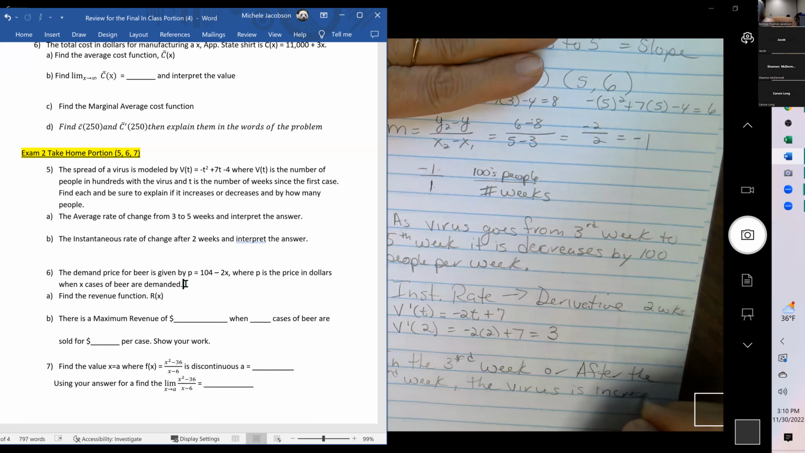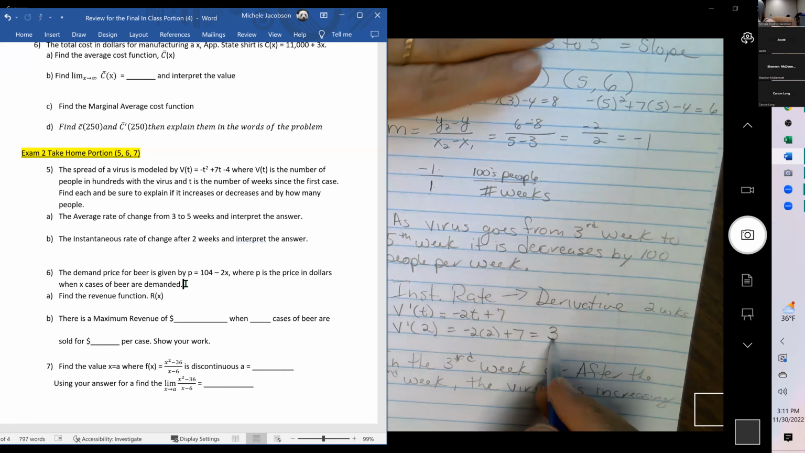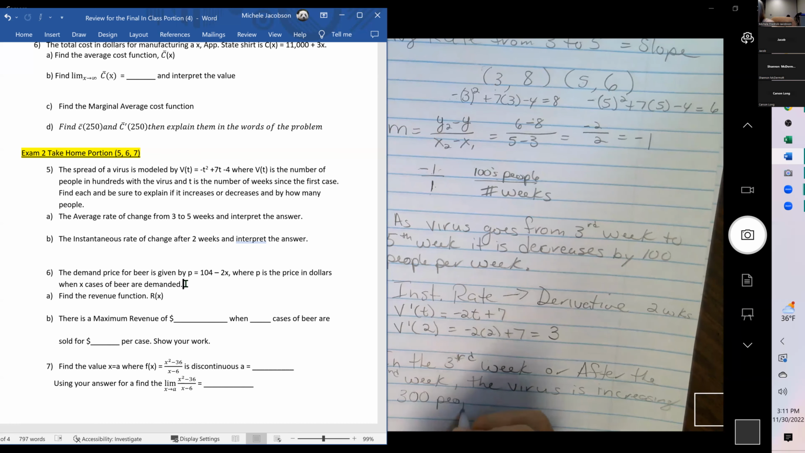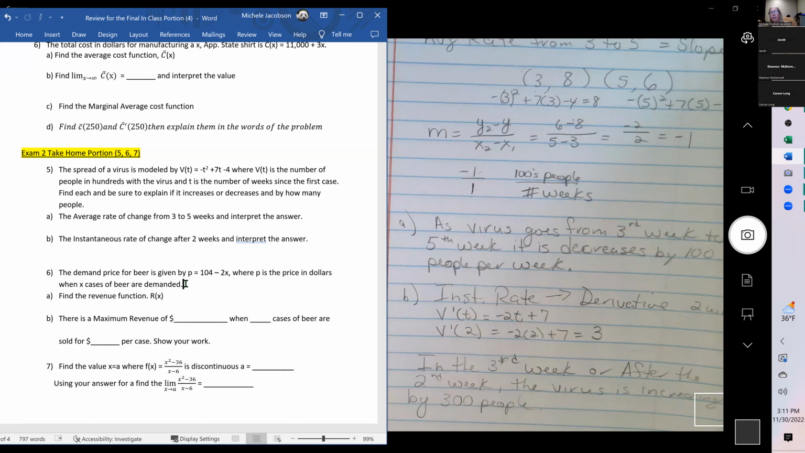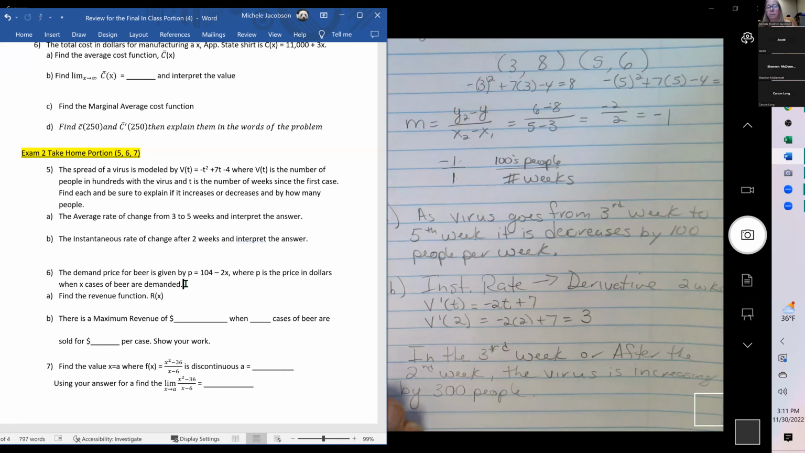And then Y is hundreds of people, so 300 people. So in the third week, the virus will still increase and 300 more people will have it. Any questions on that?